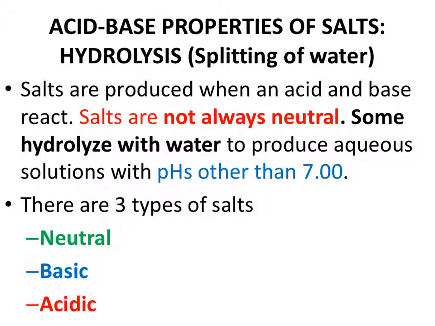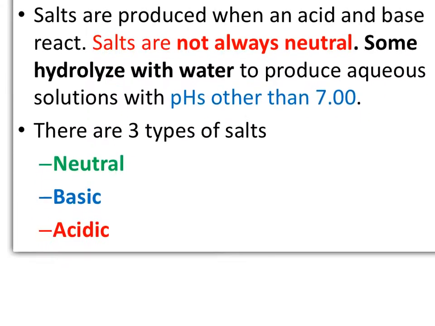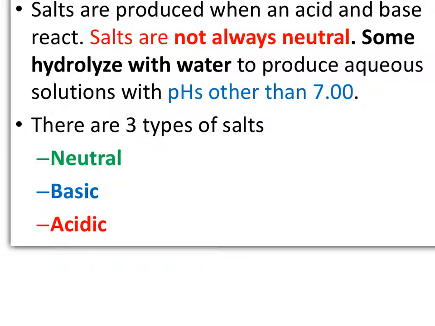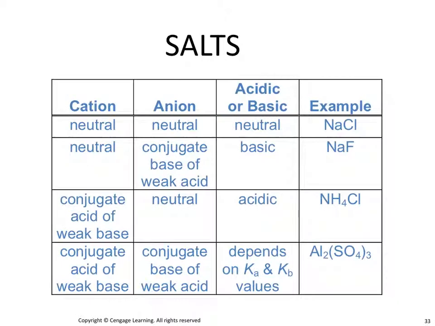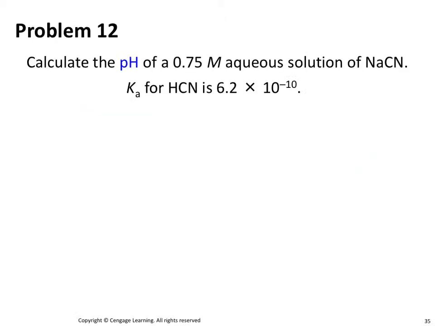All right, again, the acid-base properties of salt hydrolysis. Salts are not always neutral. Some hydrolyze with water, and so on. We've already talked about all this. All right, calculate the pH of a 0.75 molar aqueous solution of NaCN.